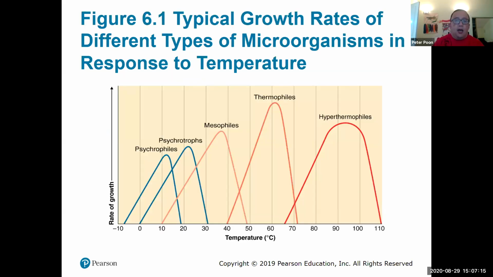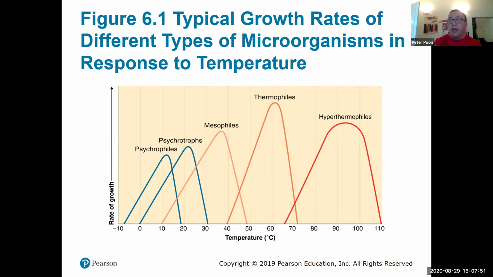Psychrophiles really function well at very cold temperatures. They function very near freezing. Remember, in Celsius, water freezes at 0. Psychrotrophs live closer to normal, like cold temperatures, but not refrigerator temperatures or freezer temperatures.